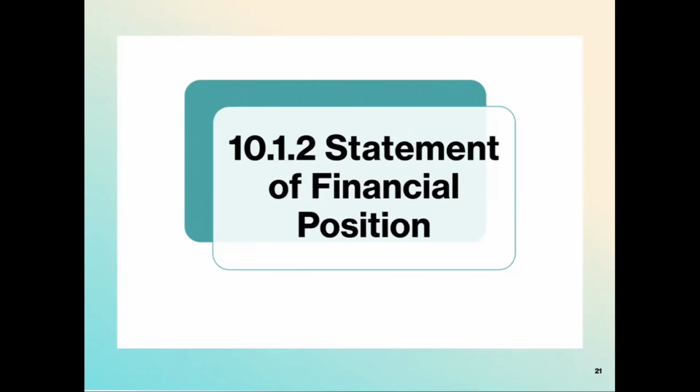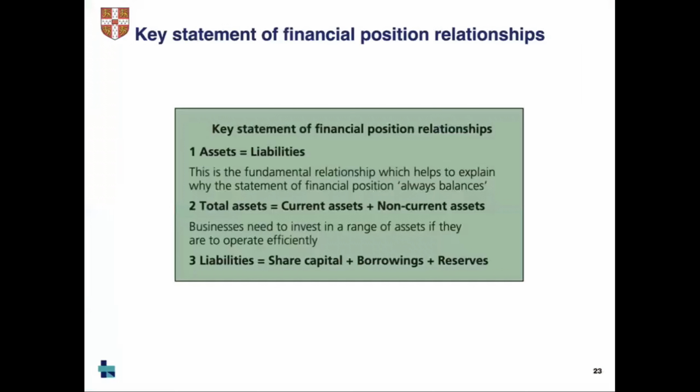How much assets does it have? How much liability does it have? How much is the stake of the owners? That is the owner's equity or capital in the business. So we looked at these key financial position relationships: assets and liabilities. Remember, we said that all your assets will be equal to your liabilities.